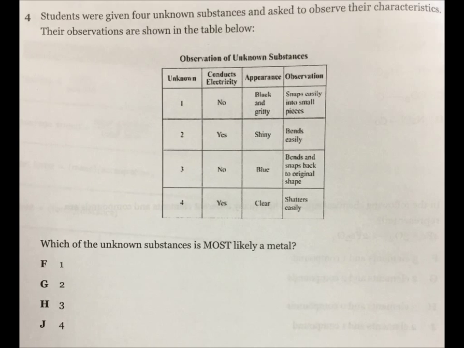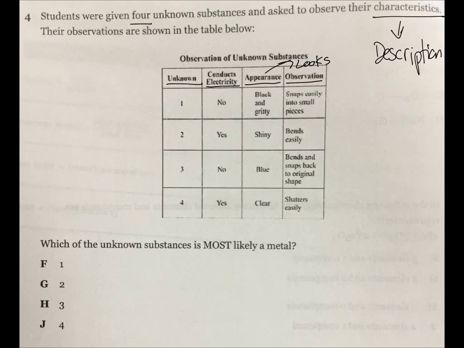Okay, here it says, students were given 4 unknown substances and asked to observe their characteristics. What's a characteristic again? Great job. Characteristic is like a description. Their observations are shown in the table below. So we have unknown substances here, whether it conducts electricity here, so making it a good conductor or a bad conductor. Its appearance, remember, that's the way it looks, and any other observations that they made after that.